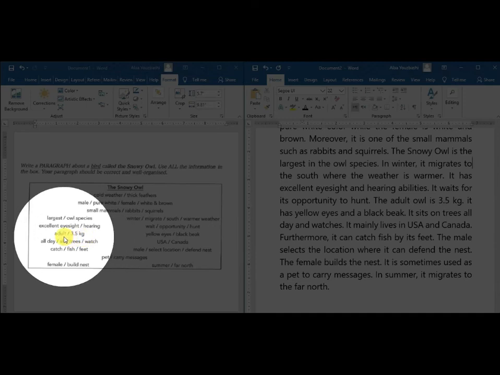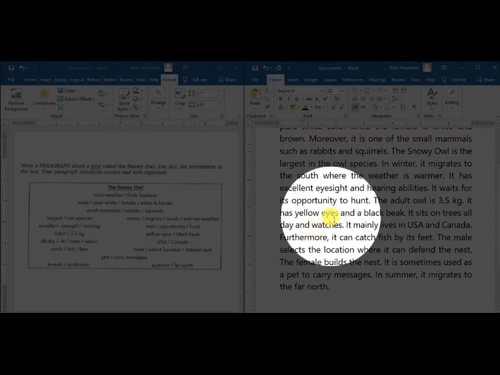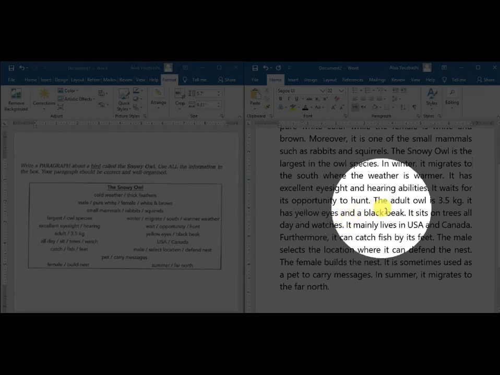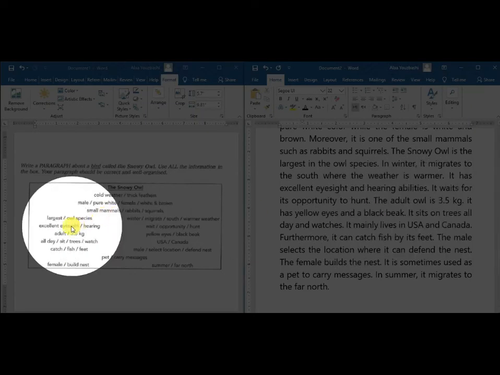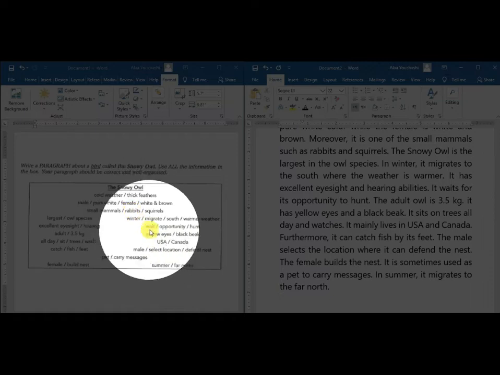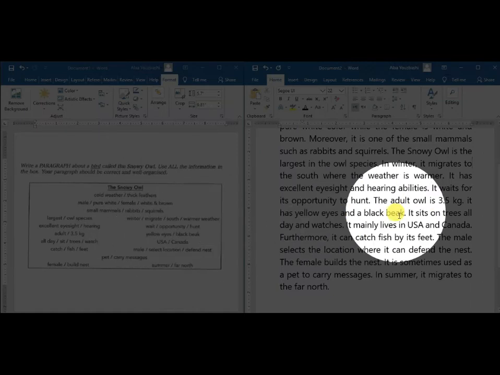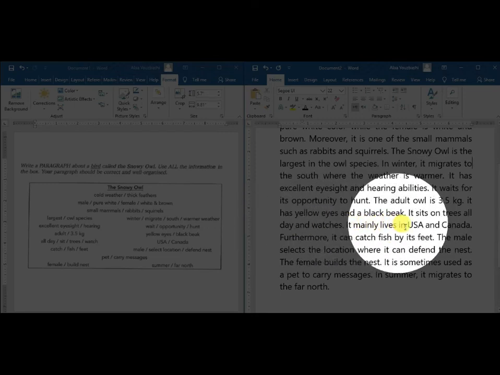Next, adult 3.5 kilograms. What does that mean? It means that the adult weighs 3.5 kilograms. Not the baby owl, no, the fully grown owl, the adult owl. So I can say the adult owl is 3.5 kilograms. Yellow eyes, black beak. So this bird has yellow eyes and a black beak. It's easy, it's not difficult. So I can say it has yellow eyes and a black beak.